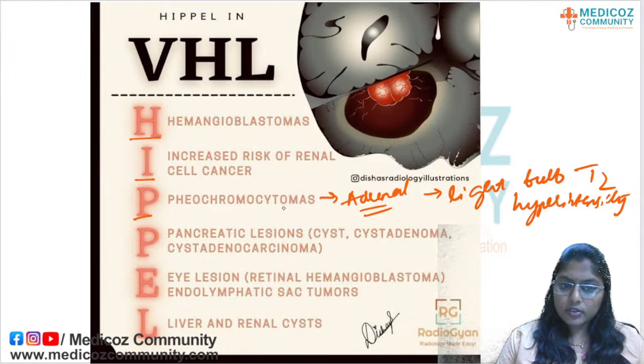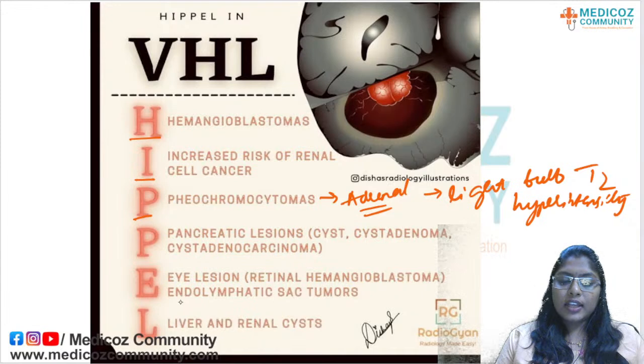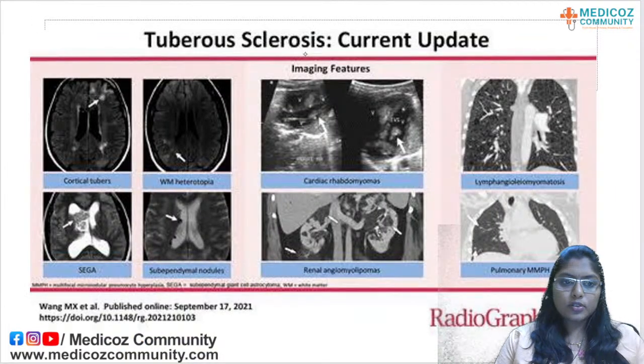We need to diagnose the patient before operating because there can be anaphylactic reactions, and pancreatic lesions: cyst, cystadenoma, cystadenocarcinoma. E is for eye lesion, retinal hemangioblastoma, endolymphatic sac tumors. L is liver and renal cysts. Coming to the other options, this is also a syndrome, where the brain is involved and the kidney is also involved, but our images don't match that.